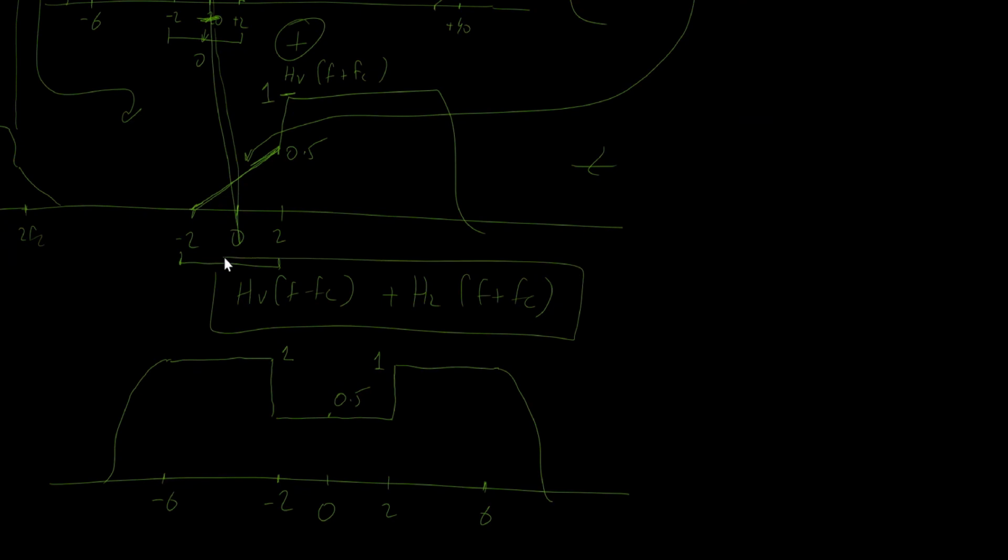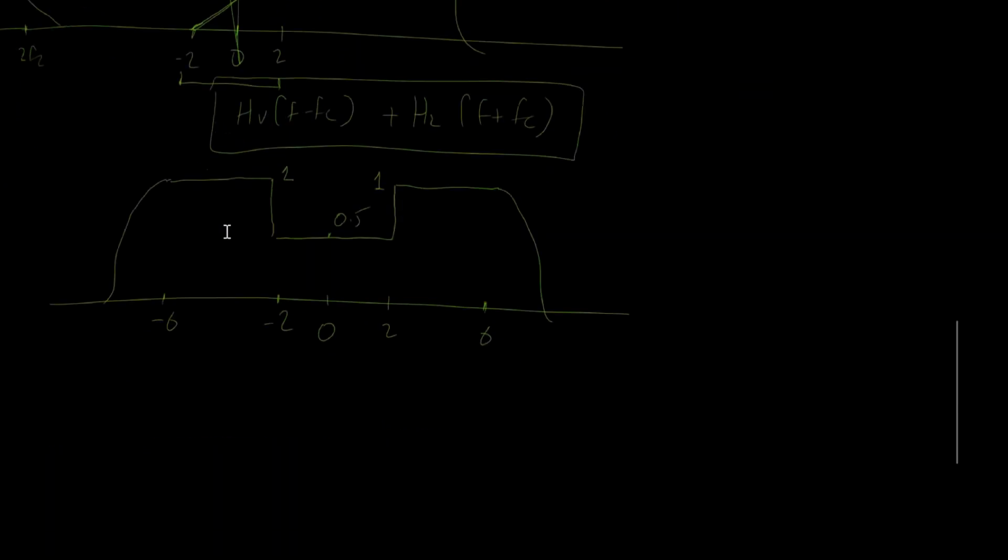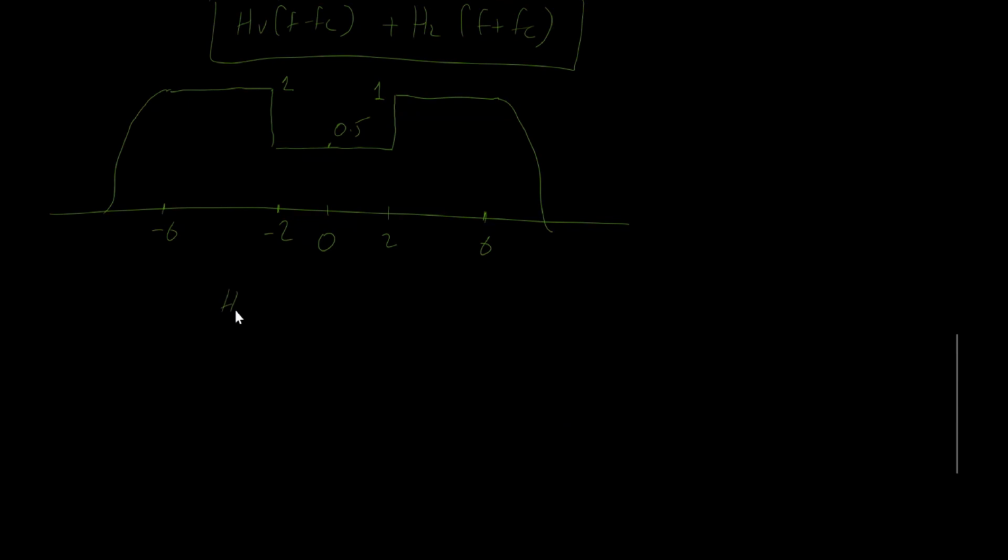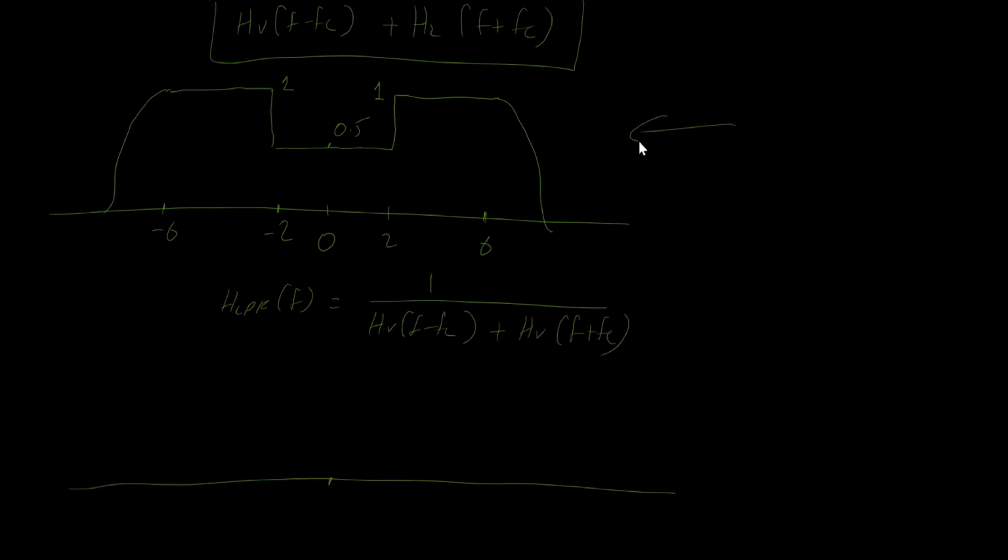So this is our Hv of f minus fc plus Hv of f plus fc. But note that our low pass filter is basically the reciprocal of it. We have to take the inverse of this. So from minus 2 to 2, we have a filter which has an amplification of 2, from minus 2 to 2 kilohertz in frequency, right? And from 2 until 6, and from minus 2 until minus 6, basically it is simply 1.